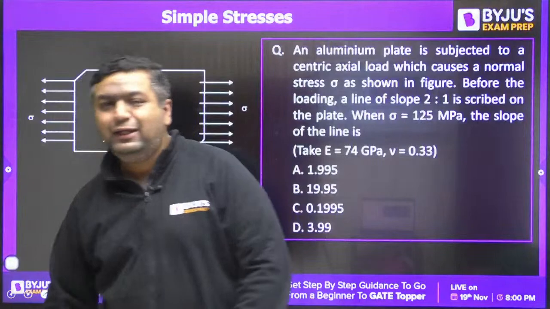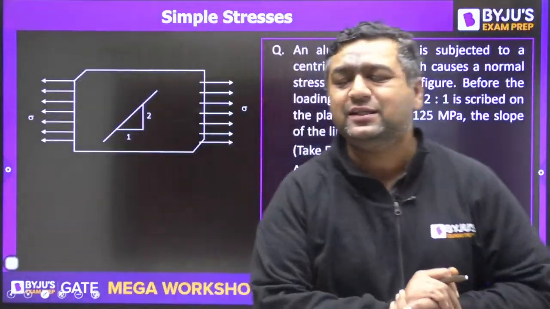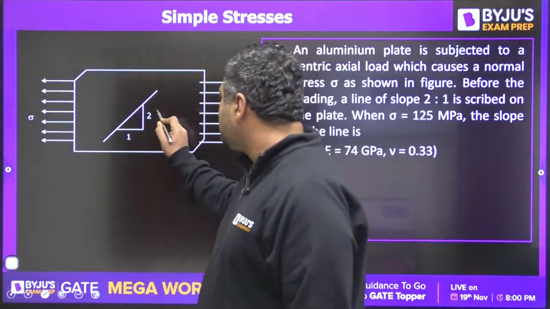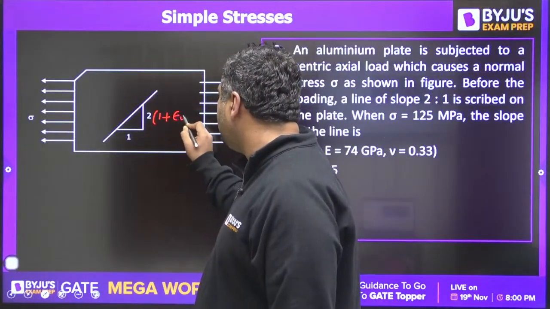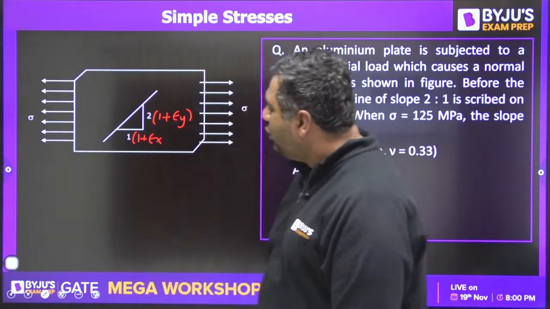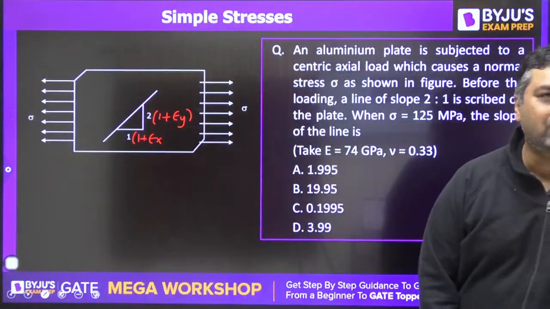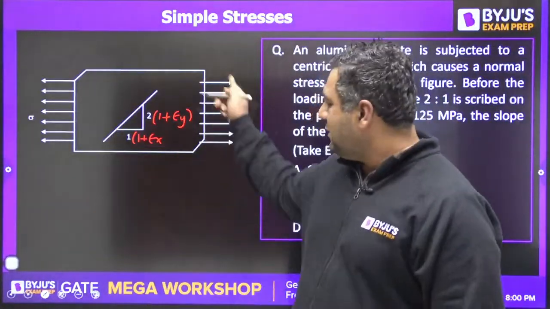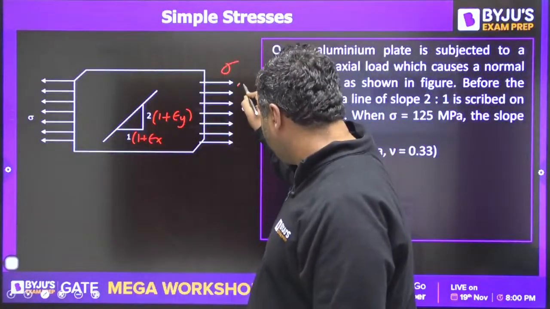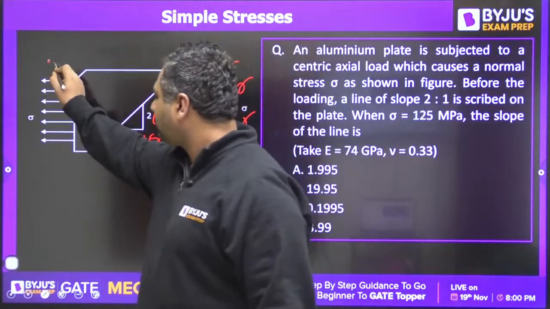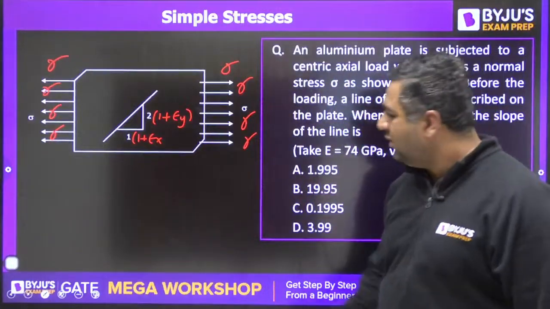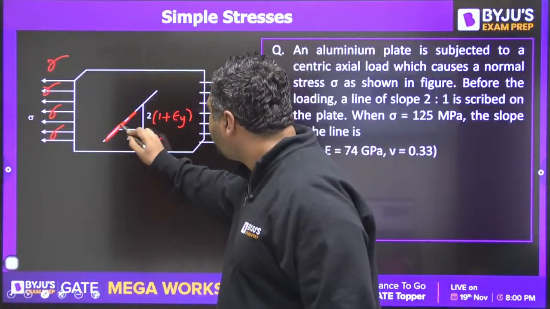Now I am coming with a very new type of problem. I already told you this is a surprise problem for you. In this problem, it is mentioned that this is 2 into 1 plus epsilon y, and it is 1 into 1 plus epsilon x. You can see there is a member in this question. Very good, Aditya. This is the member. Very good, Rishikesh. In this member, the stresses are acting like sigma. These are the stresses.